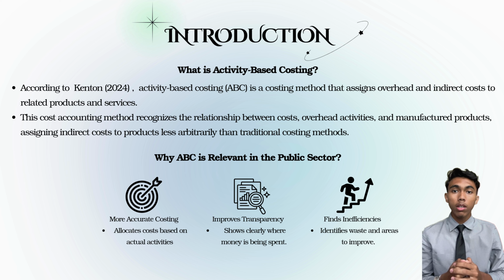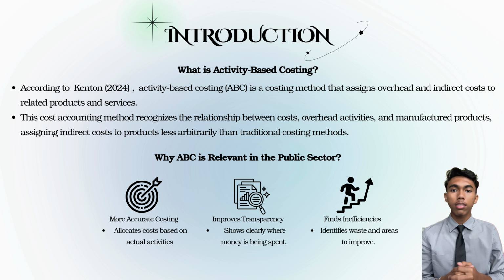Now, why is this important for the public sector? There are three main reasons. The first, ABC provides more accurate costing by allocating expenses based on the real activity, not rough estimates. Second, it improves transparency, making it easier to see exactly where public funds are being spent. And the last one, it helps identify inefficiency, highlighting areas where services can be improved.